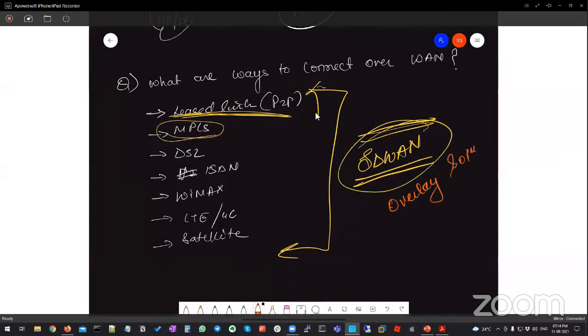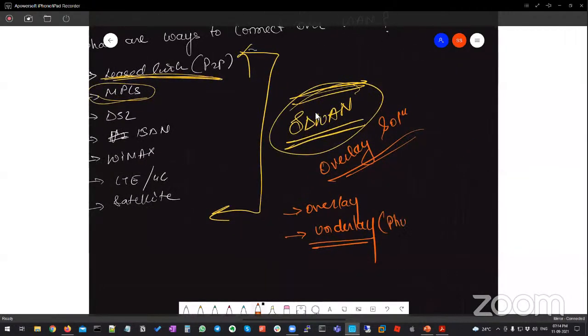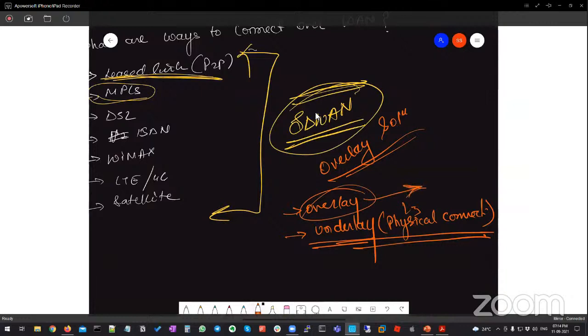If you know the networking field, you have two types of solution: overlay and underlay. The underlay provides the physical connectivity, layer 3 connectivity. Once you get the connectivity, you run your overlay tunnels over it, like GRE, IPsec, all that stuff. SD-WAN is basically an overlay solution. It is not an underlay solution.